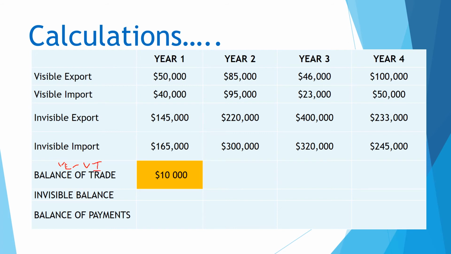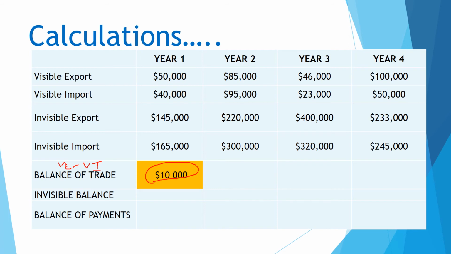All right. So I did the first one for you. Our visible export for year one is 50,000, and our visible import for year one is 40,000. So that leaves us with 10,000.